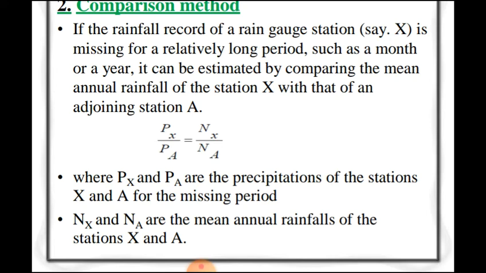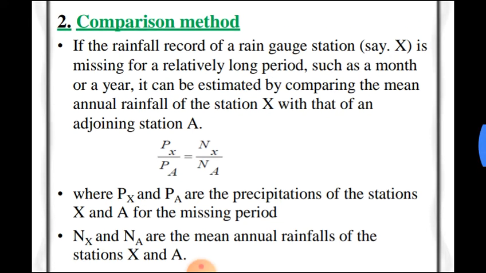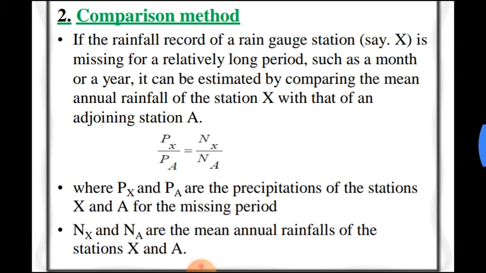This is a comparison method. This takes care of some of the drawbacks of the arithmetic mean method, since it accounts for the position of the gauges, but it doesn't account for variation of the topography. So for example, there may be a mountainous area and a plain area, so there are sharp changes in elevation. The Thiessen polygon method or comparison method does not account for that.